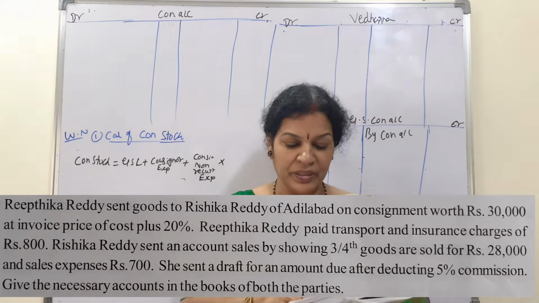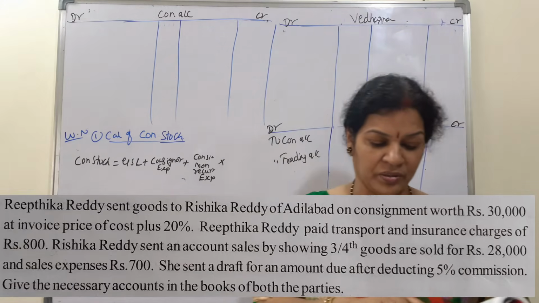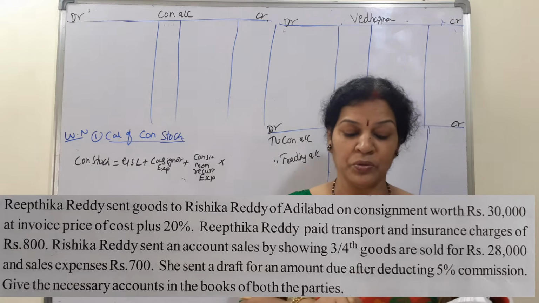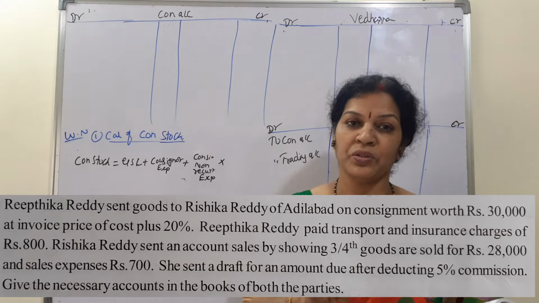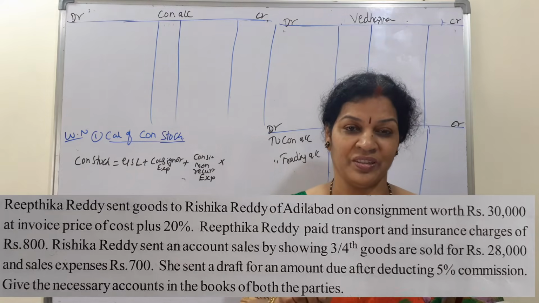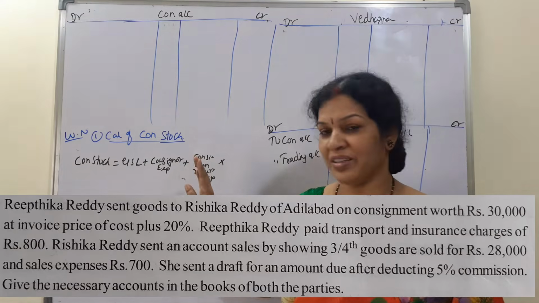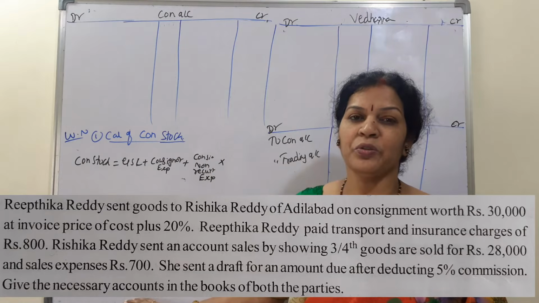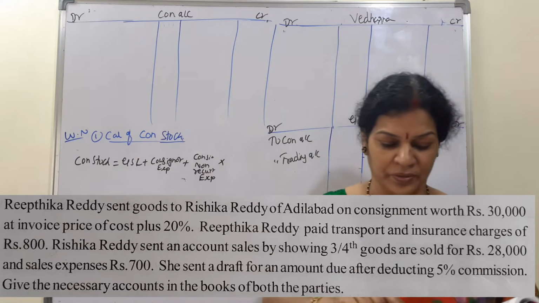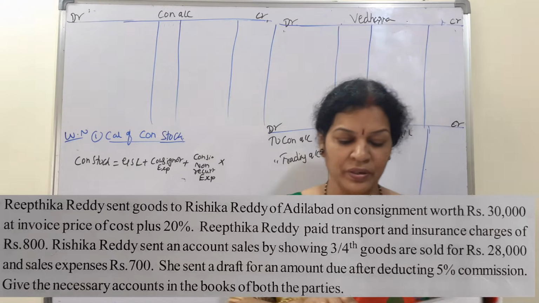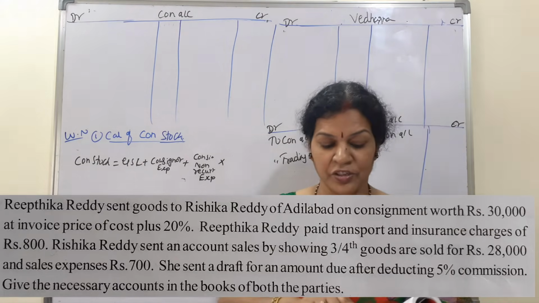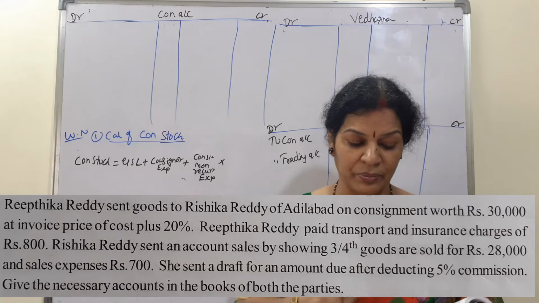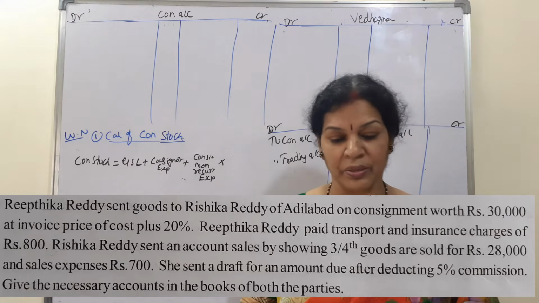Next, Rectification Reddy paid transport and insurance charges of 800, which means consignor expenses. Rishika Reddy sent an account sales showing 3/4 of the goods are sold for 28,000. 3/4 goods sold means 1/4 is unsold. You need to calculate consignment stock. Since this is a proforma invoice problem, we need to calculate the consignment stock reserve also. Sold for 28,000 and sales expenses 700. She sent a draft for the amount due after deducting 5% commission. Give the necessary accounts in the books of both the parties.